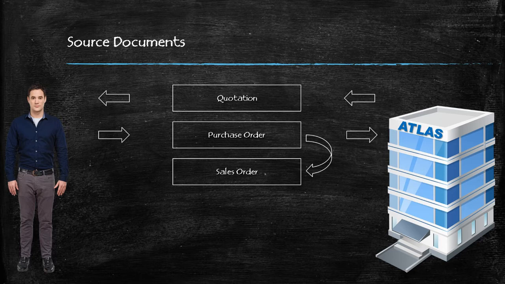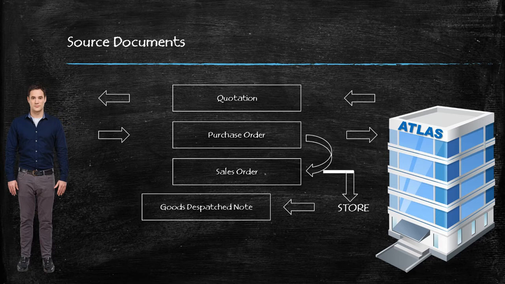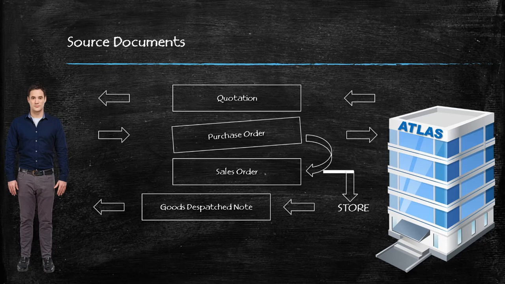And the sales order document is then sent to the stores department, for processing of the order. When the order has been processed by the store department, the goods will be dispatched to Gary, accompanied by another document issued by the store, called the Goods Dispatched Note, as an evidence that the goods have left the store of Atlas to be delivered to Gary.